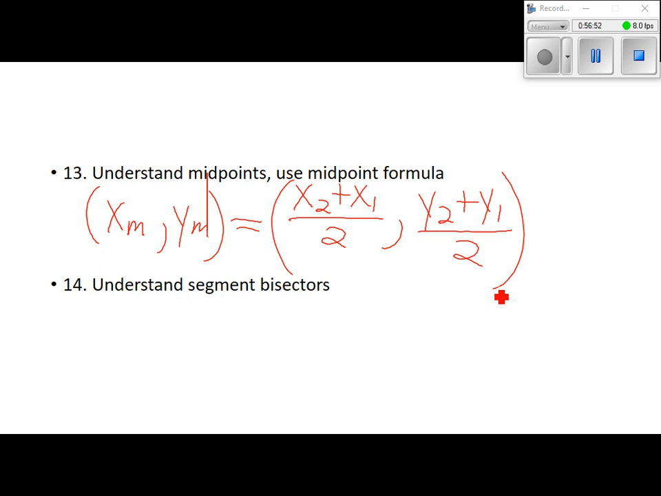Ethan back there is going to say, Ebersole, you wrote the x's and the y's backwards. For this formula, it doesn't matter. I think the first time I gave it to you, I had x sub 1 plus x sub 2. This time I got x sub 2 plus x sub 1. It makes no difference because you just add.